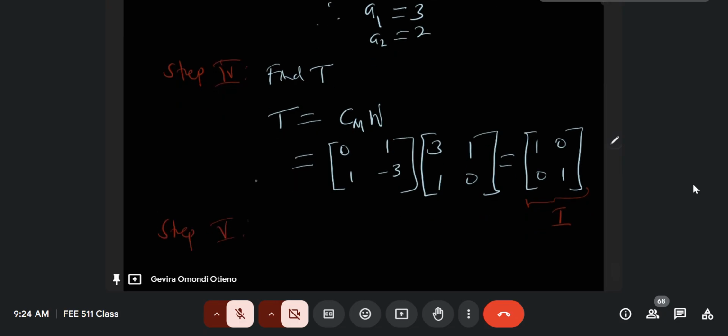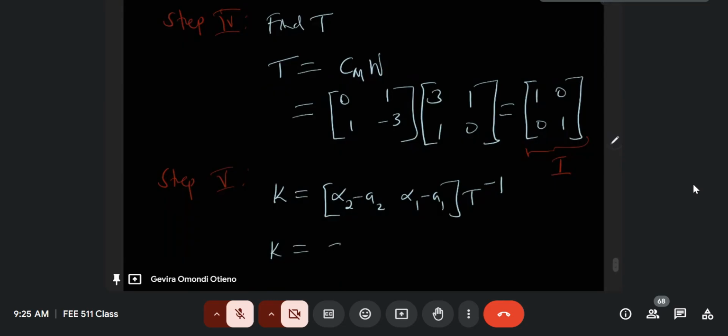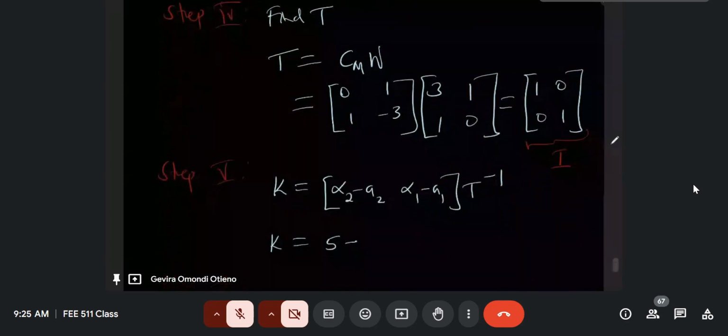Step 5 is now, let's get K. Please remember, we had indicated that K using the transformation method, especially for a 2 by 2, is alpha 2 minus A2, alpha 1 minus A1, then you multiply it by the inverse of T. That's what we indicated. But now, K therefore would be alpha 2, which was 5, minus A2. A2 was what? 2. A2 is 2.